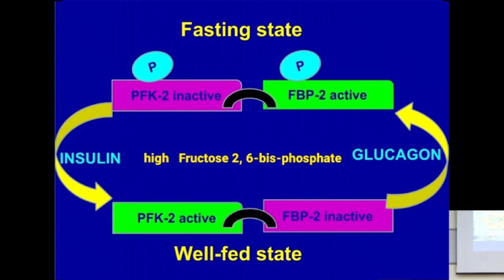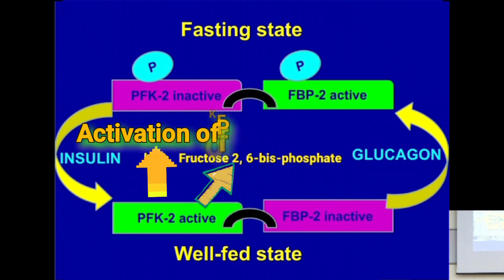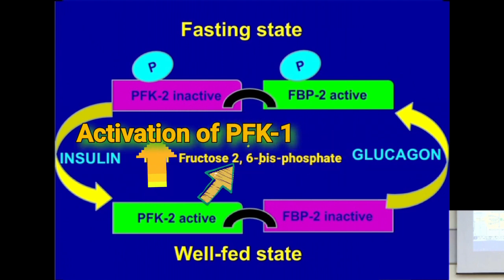So you produce this molecule under well-fed conditions when insulin is high, when both enzymes are dephosphorylated. In the dephosphorylated form, PFK2 is active. It produces fructose 2,6-bisphosphate. The amount of this molecule in the cytoplasm increases, and then it can allosterically activate PFK1 and activate all of glycolysis. Okay? You with me? Kind of?